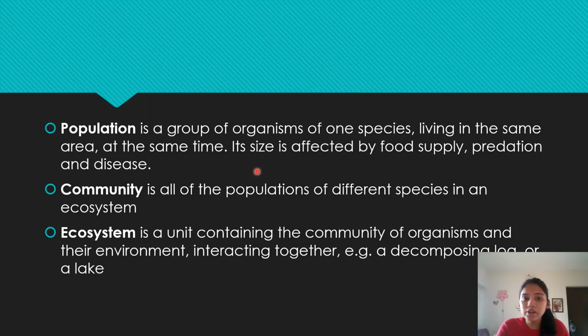Now, a community is the population of different species in an ecosystem. And an ecosystem is a unit containing the community of organisms and their environment interacting together. So it's basically population, community, ecosystem. Okay. You just have to memorize these terms. You just have to. There's no question about that.